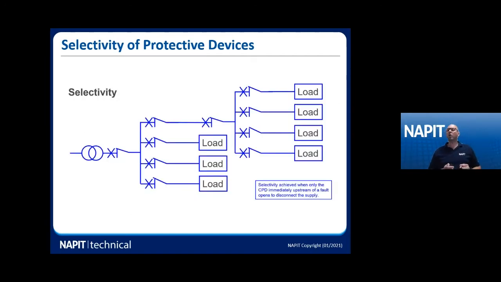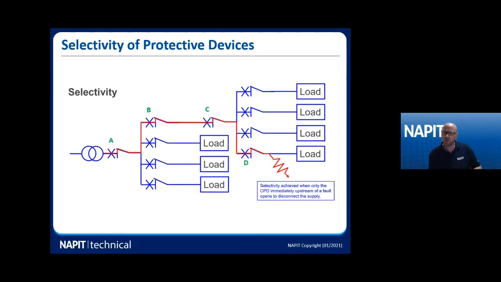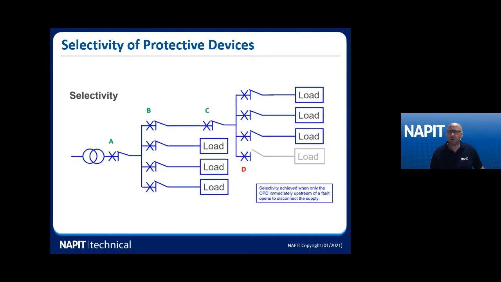So let's have a little look at this image here. This is all of our loads and they're all energized. Now, if we introduce a fault on this circuit on the bottom right-hand side, we've actually got 4 protective devices in series. To achieve selectivity, we only want D to operate and we want the other 3 to remain energized. Otherwise, we would lose loads throughout the installation, which was not the intention. So there we have it. In this instance, only that one protective device has operated and therefore we've achieved selectivity. That's what it's all about.